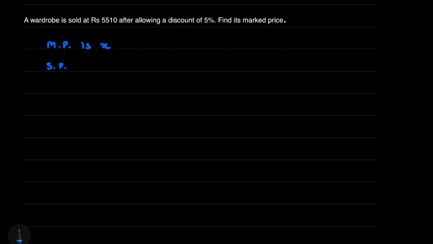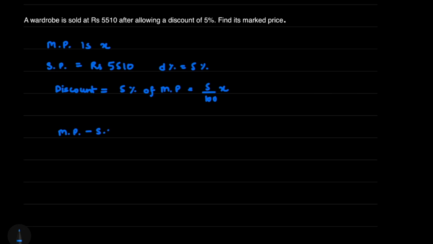We already know that the selling price is rupees 5,510. And we also know the discount percentage, which is 5%. So let's find out the discount first, and that is 5% of mark price. That is 5 over 100 into X. So we know that discount can be calculated as the mark price minus selling price, equal to 5 over 100 x. We can simplify this as well if we want, and that is x over 20. So our mark price is x, our selling price is 5,510, and this creates our equation.